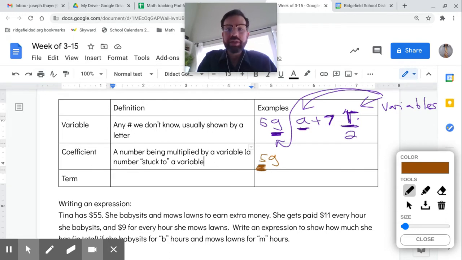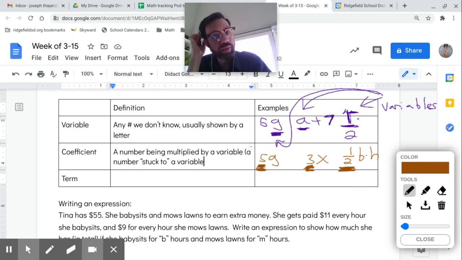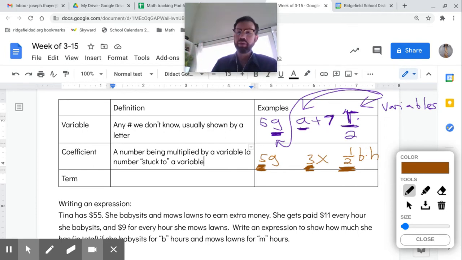5 is the coefficient. It's the number being multiplied by g. It's the number that's stuck to g. If we're looking at 3x, 3, again, is my coefficient. It's stuck to that x. And if I had 1/2 base times height, then 1/2 is my coefficient. It's the number that's stuck to the b, the base. So the coefficient is just that number that's being multiplied by a variable or that's stuck to a variable.